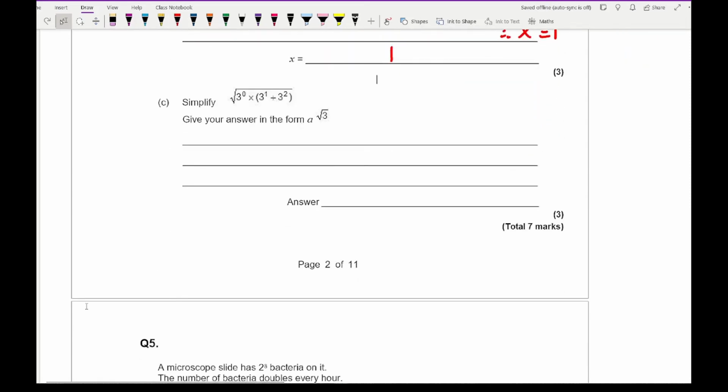Moving on to C, it says simplify, and we've got this, and just make sure that if your printout has not come out great, that there is a plus. So here, simplifying the brackets first, 3 to the power of 0 is just 1, times 3 to the power of 1 is just 3, plus 9, all square rooted. So that becomes root 12. And then from root 12, I can write that as root 4 times root 3, which gives me a final answer of 2 root 3. So again, mixed in with a lot of thirds there.